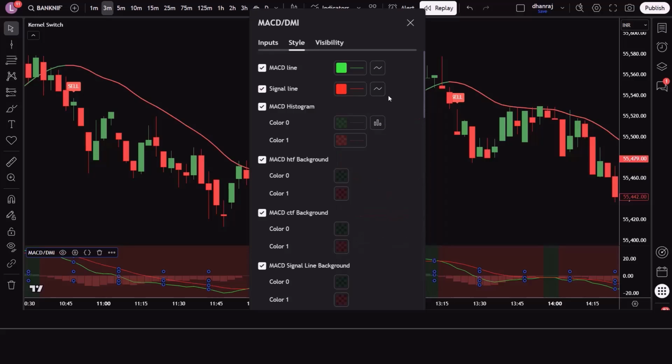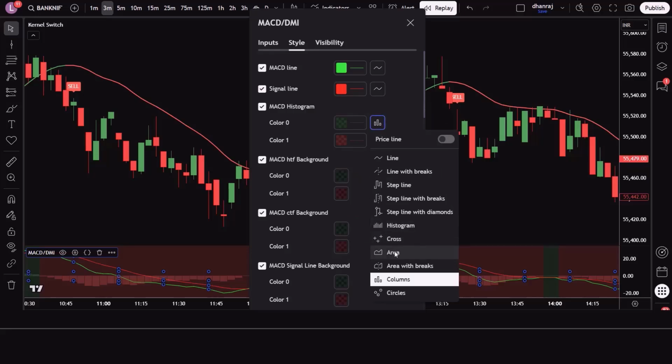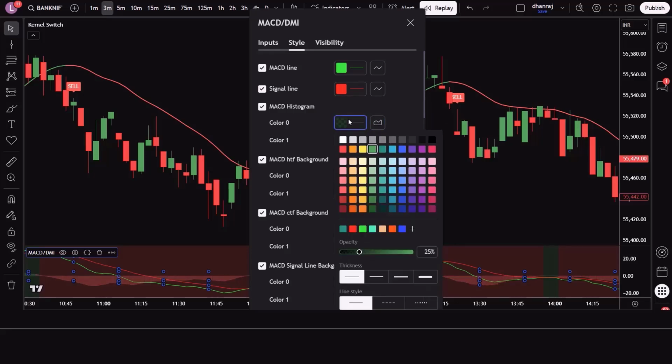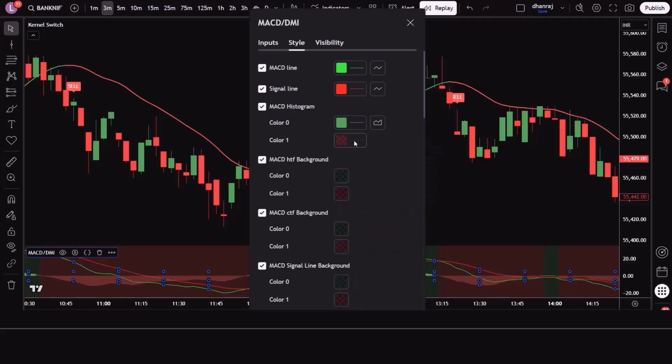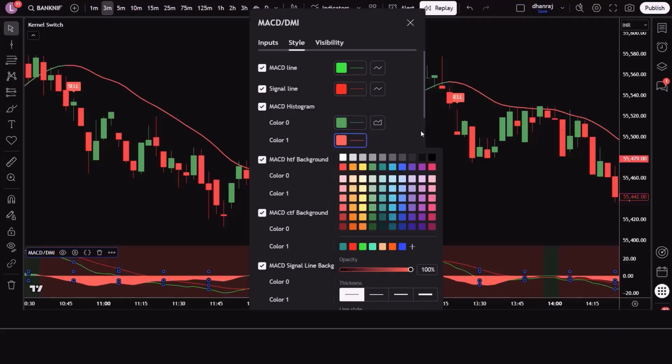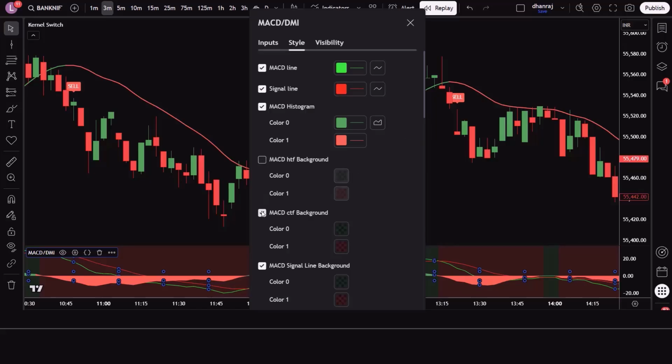We have to change this MACD histogram option from columns to area. Increase the opacity of the green color. Increase the opacity of the red color. We have to keep this option hidden.